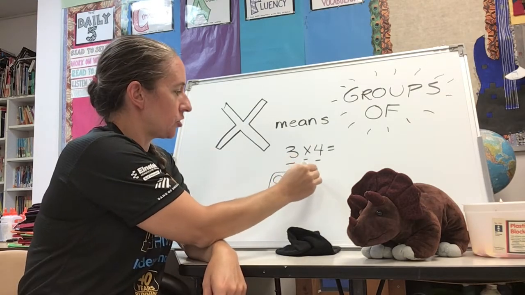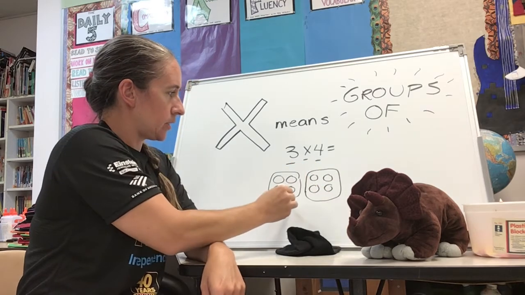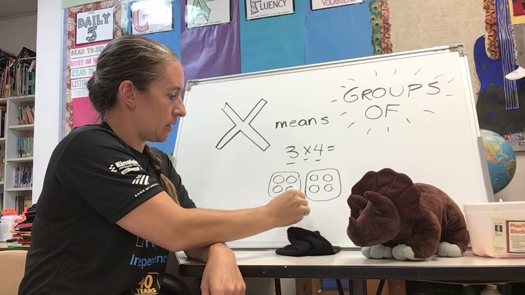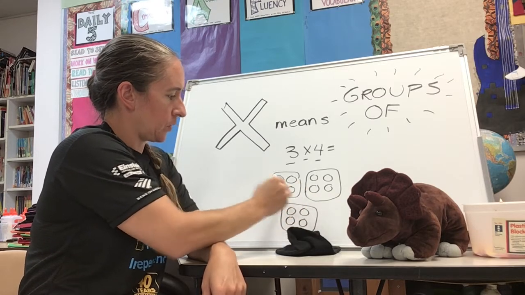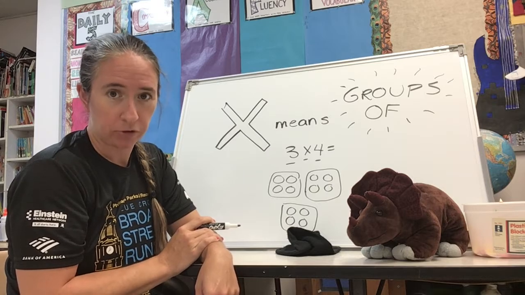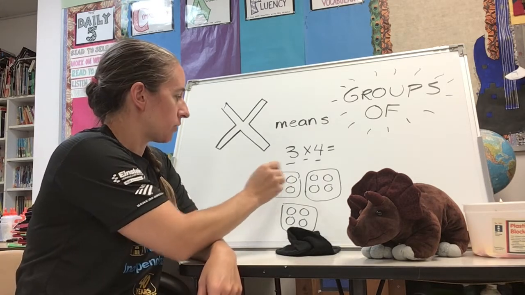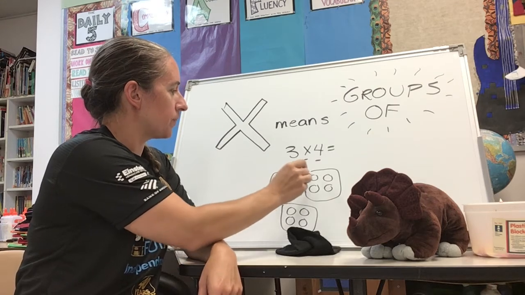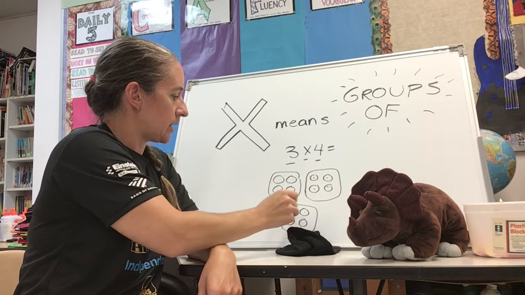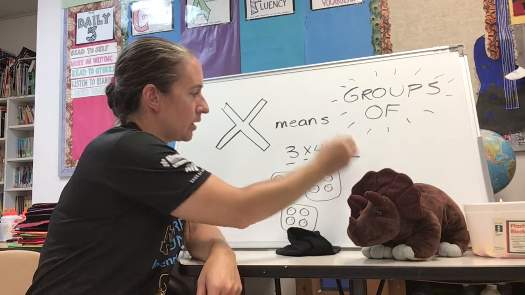Here's 2 groups of 4. Here's 3 groups of 4. So I can just draw a picture of my 3 groups of 4 and count to see how many there are. 1, 2, 3, 4. 1, 2, 3, 4, 5, 6, 7, 8, 9, 10, 11, 12. So 3 times 4 equals 12.